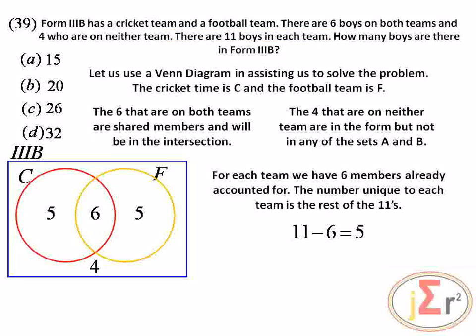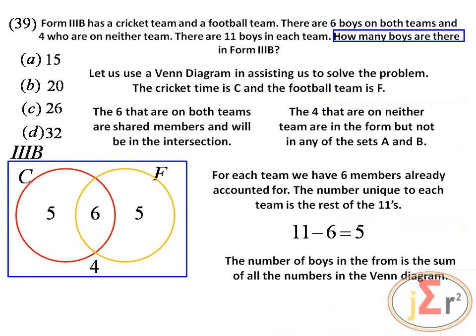So how many boys are there in form 3B? All we have to do is add those numbers. The number of boys in the form is the sum of all the numbers in the Venn diagram. So let us add them. 5, 6, 5 again, and then 4, separated by addition signs, and the result is 20. So we have 20 boys in form 3B. The correct option is B.